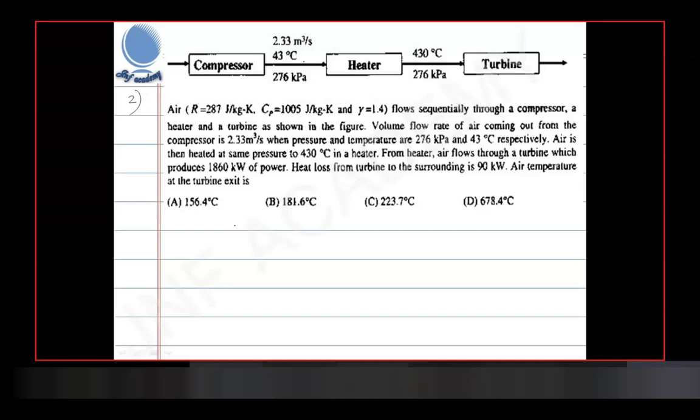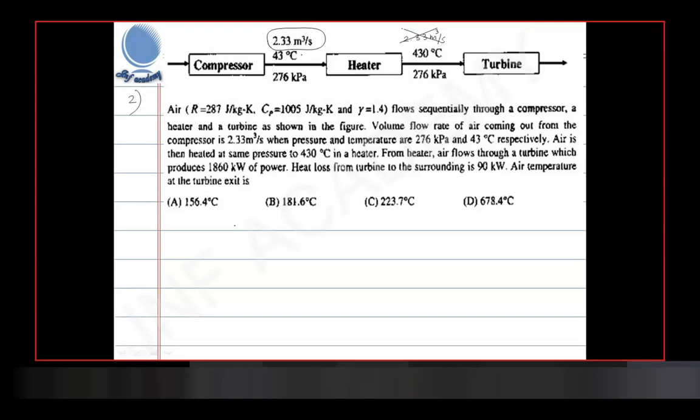The catch here is you're given the volume flow rate instead of the mass flow rate. If you take the continuity equation as the volume flow rates being equal, you're going to make a mistake because you're going to assume an incompressible flow. So if you think you get 2.33 meter cube per second here, it is wrong. If you proceed that way, you'll not get the answer correct.